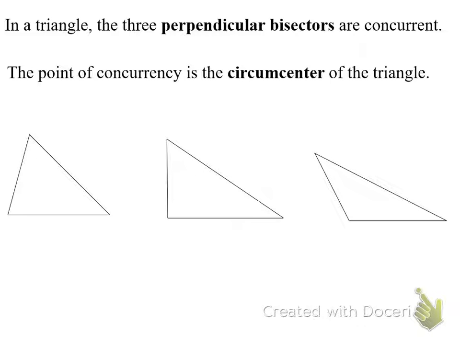You can flip to the second page. You'll already have this picture on the second page. In a triangle, the three perpendicular bisectors are concurrent. The point of concurrency is called the circumcenter. I believe that's a blank on your paper. I'm going to show you what it looks like on these three different types of triangles. You've got a big blank.